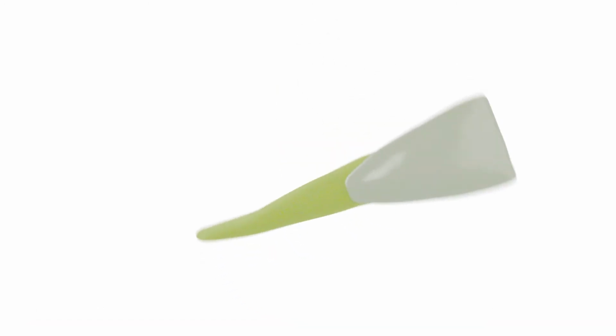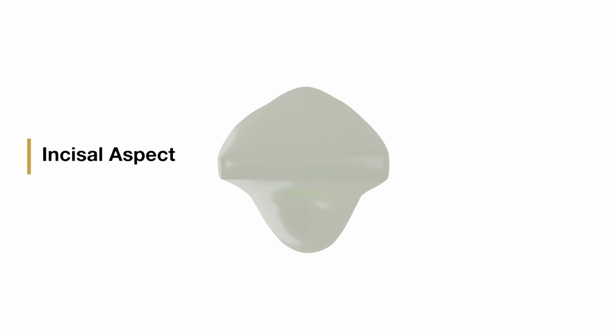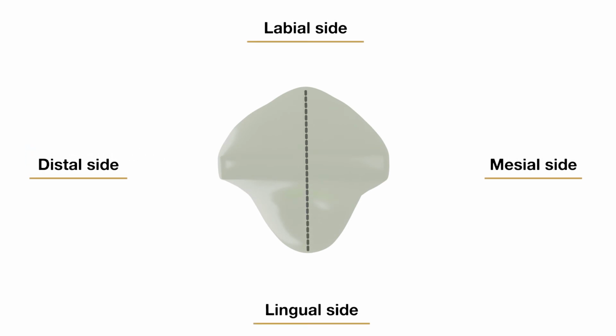Now let us move on to the incisal aspect. The incisal aspect illustrates the bilateral symmetry, that is, the mesial half of the crown is almost identical with the distal half. In mandibular central incisor, the labiolingual diameter of the crown is always greater than the mesiodistal diameter of the crown. The labial surface of the crown is wider mesiodistally than the lingual surface.